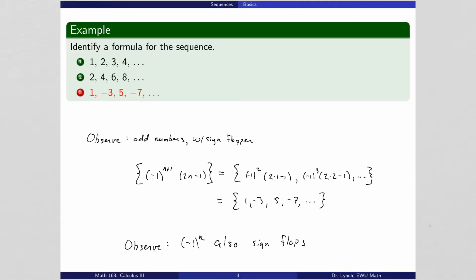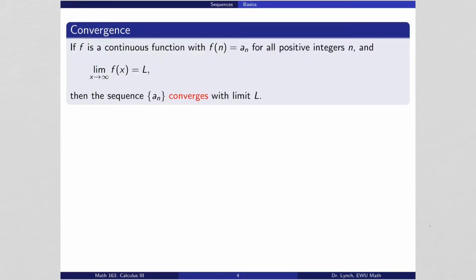Now, one interesting thing about these three sequences is that none of them converge, right? You can see they all get arbitrarily large as n goes to infinity. Something we're certainly interested in is determining whether a sequence converges, and an easy way to do that is to use our friend the limit from Calculus 1. So here is an overview of that. If f is a continuous function that matches the sequence for all integer values of n, and f has a limit as x tends to infinity, then the sequence a sub n converges as n goes to infinity.